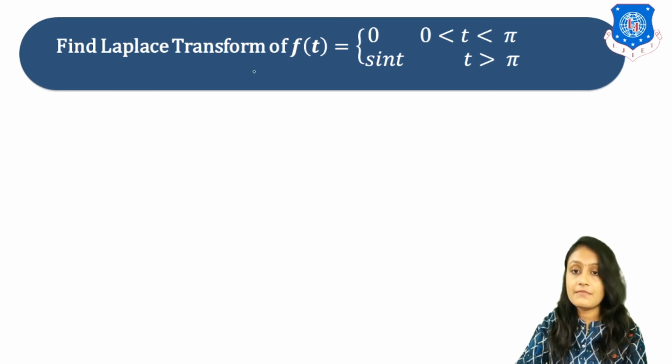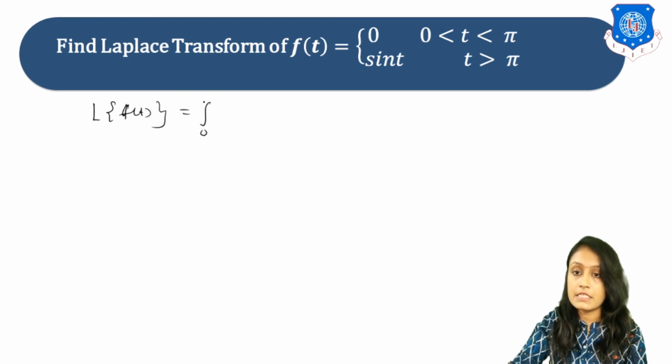So the question is, find Laplace transform of f of t, and the function is given in this way. It is 0 in between 0 to pi and sin t for t greater than pi. So firstly we will apply the main formula, that is Laplace transform of f(t) is integration 0 to infinity e raised to minus st f(t) dt.